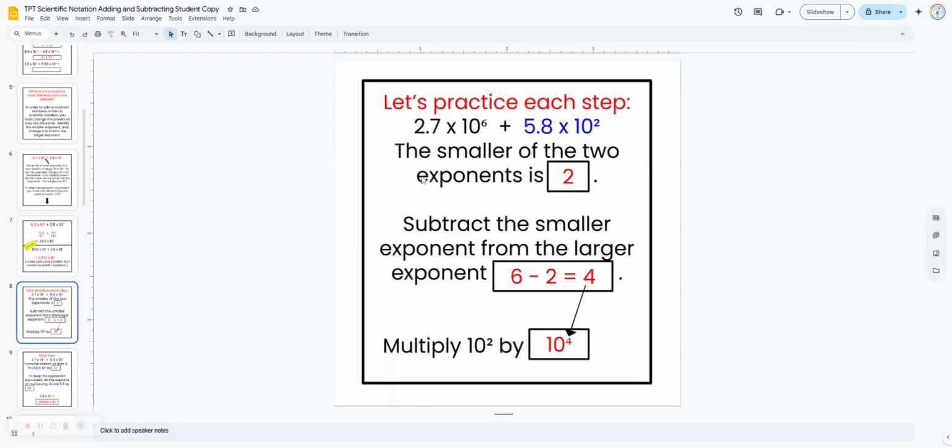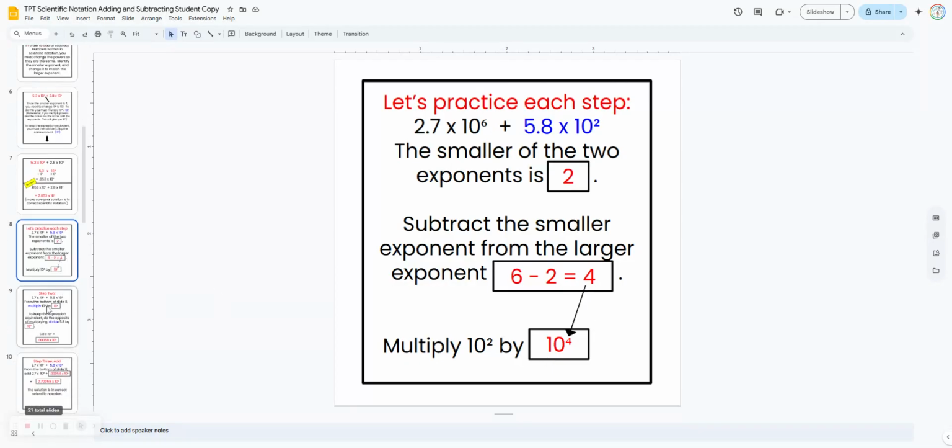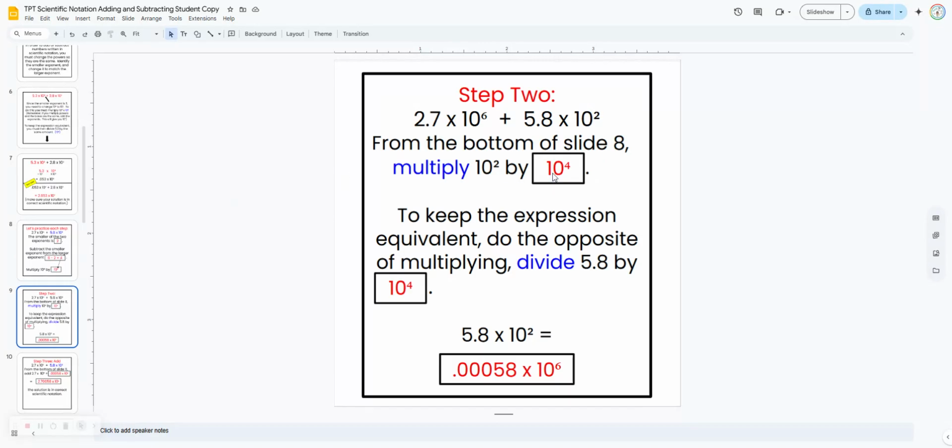So here we're going to practice. This is what students are going to be doing. First, we're going to determine which is the smaller exponent, so they just type in 2. They're going to take the larger exponent, subtract the smaller, and that will give us a 4. That means we're going to multiply times 10 to the 4th power. So here we're going to take 10 squared, and we're going to multiply by 10 to the 4th power. And with 5 and 8/10, we're going to divide by 10 to the 4th power.